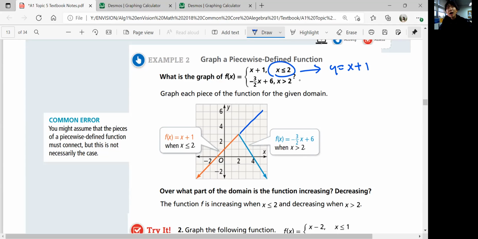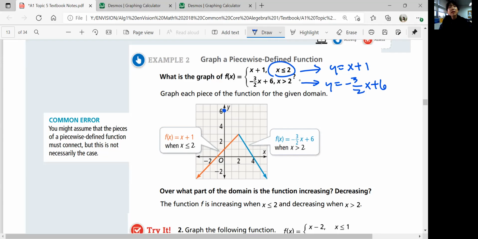It only applies when x is less than or equal to 2. So when x is greater than 2, you have to erase the graph. Okay, you don't use the first one. When x is greater than 2, you use the second equation. Y is equal to negative 3 over 2x plus 6.